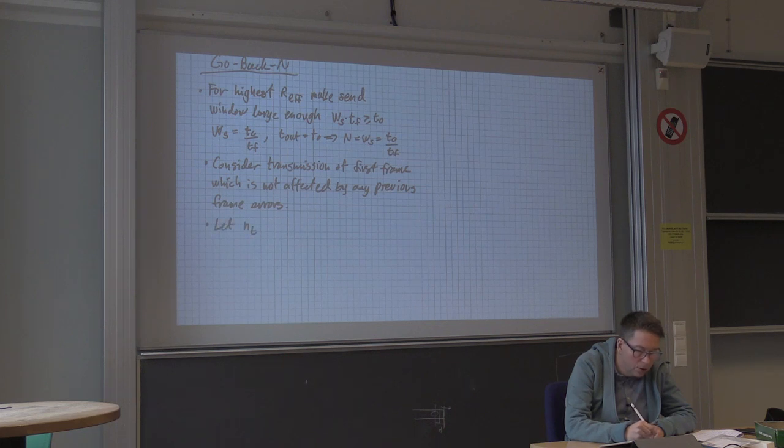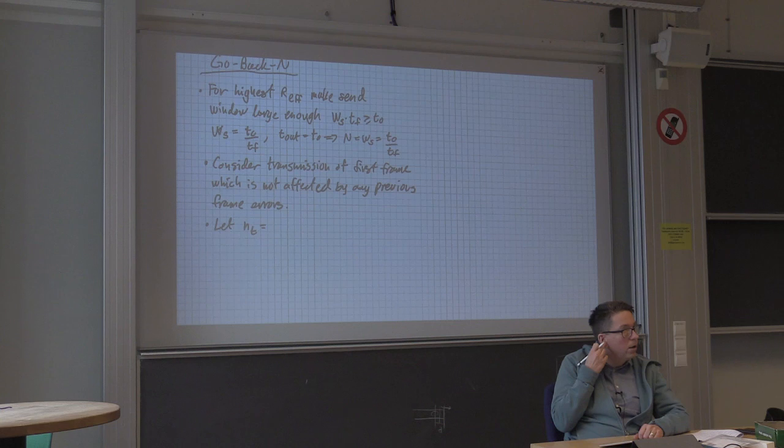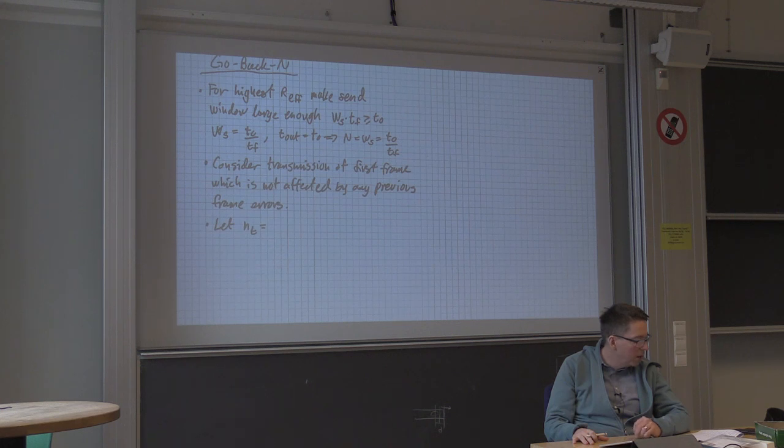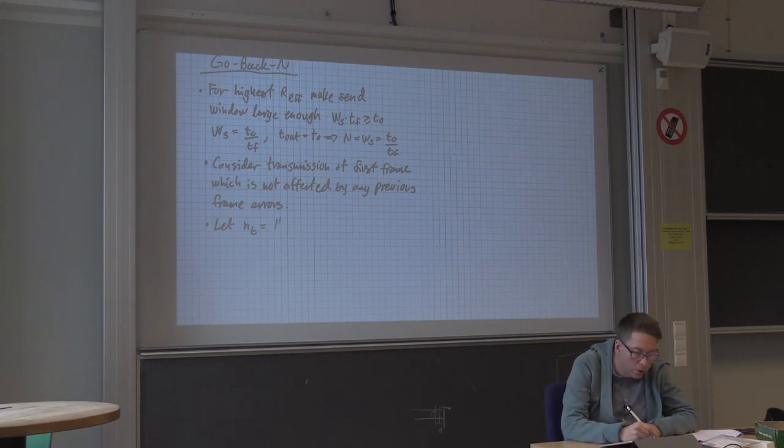Okay, and then we introduce NT, and here it has the same interpretation as before, except now, to be a little bit more precise, it is the number of transmissions needed to deliver the first frame.